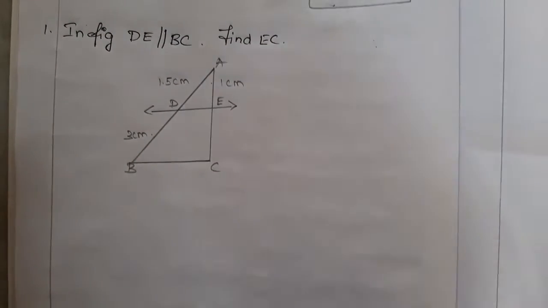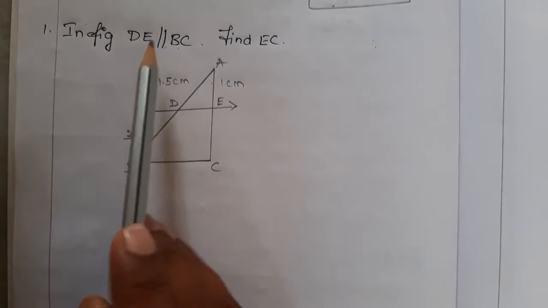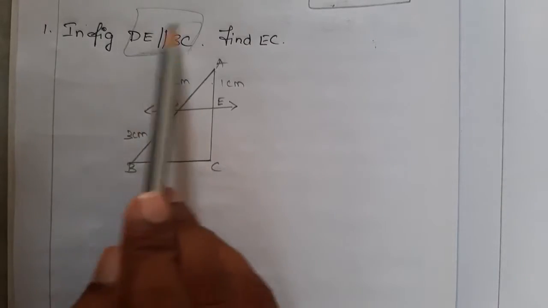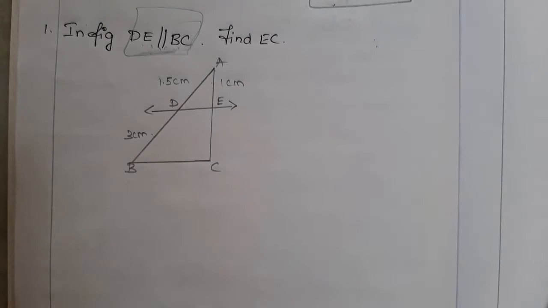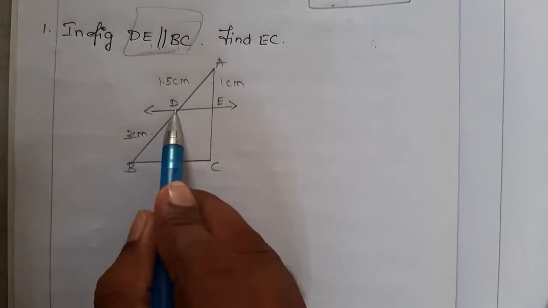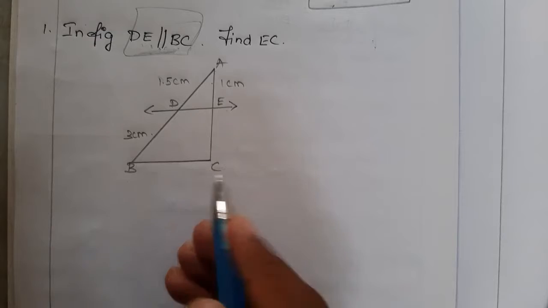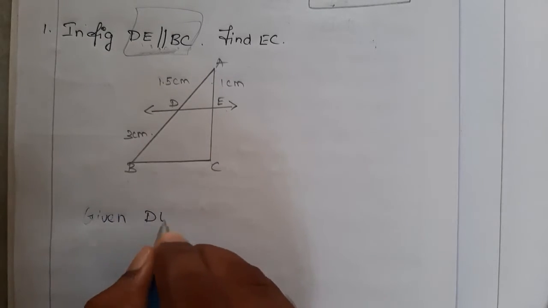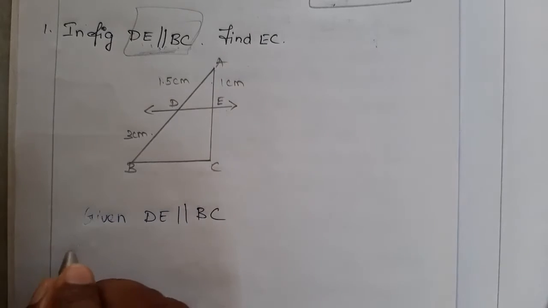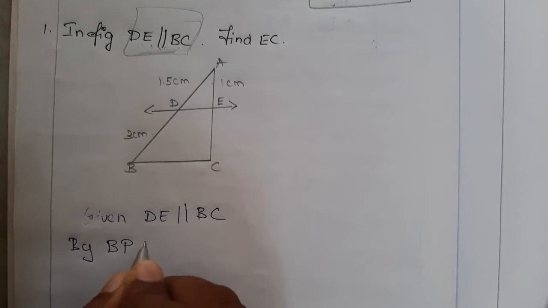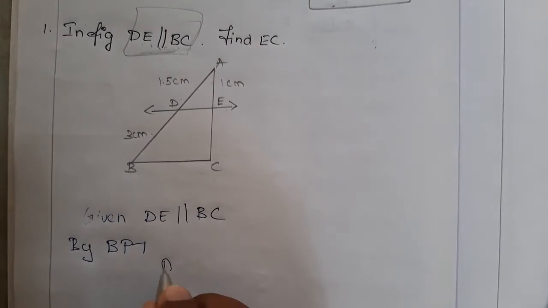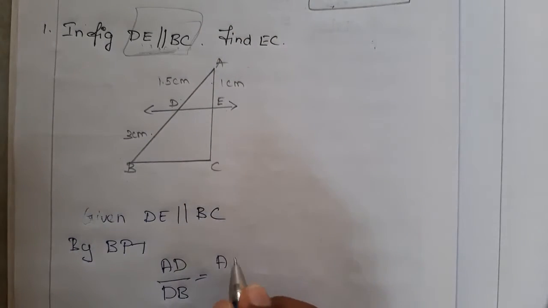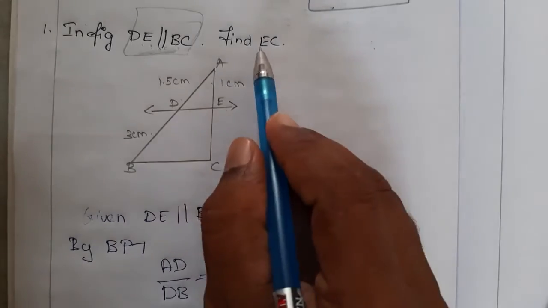Here we go for the problem. In the figure, DE is parallel to BC. So this is the hint that we have to use the BPT theorem. It is given that DE is parallel, and we have to find EC. We can see the triangle ABC is there and DE is parallel to BC, right? So given DE is parallel to BC, by BPT, AD by DB is equal to AE by EC, right?